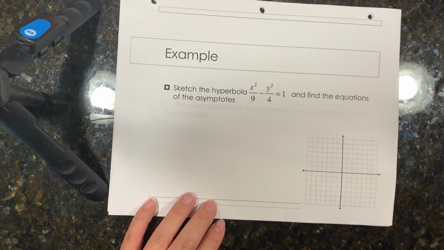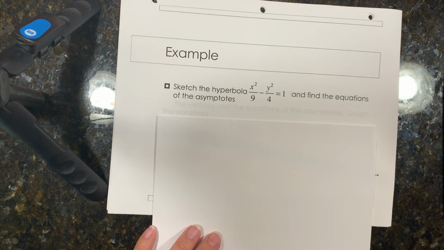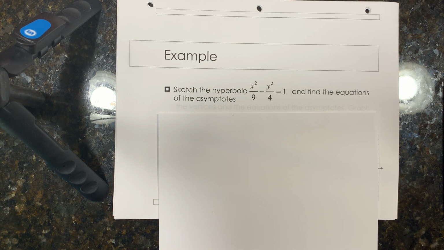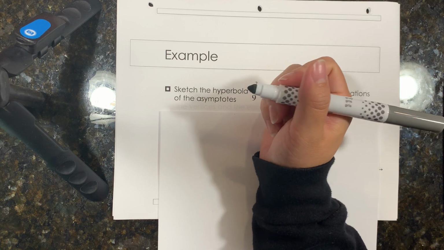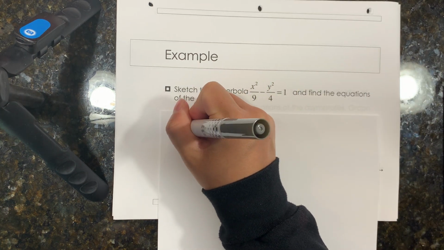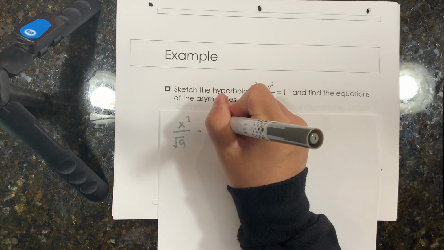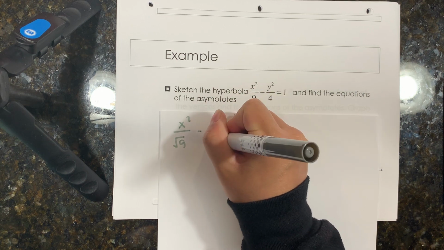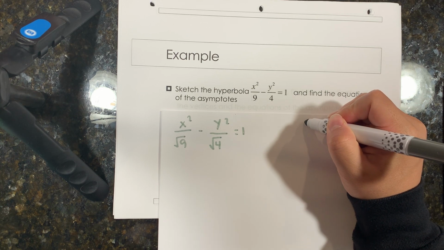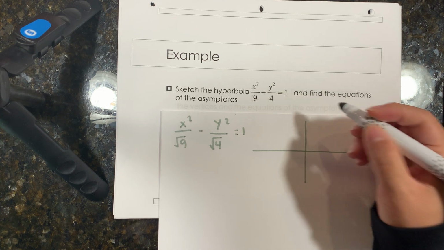So what we're going to do is the example to sketch the hyperbola x squared over 9 minus y squared over 4 equals 1, and find the equation of the asymptotes. So those diagonal lines that I was saying are called the asymptotes. So I'm going to do x squared over the square root of 9 minus y squared over the square root of 4 equals 1. So it's in the correct format. Now all I need to do is graph this.